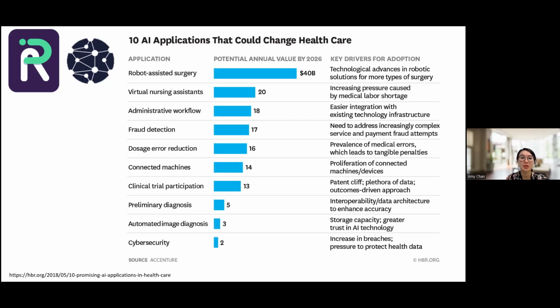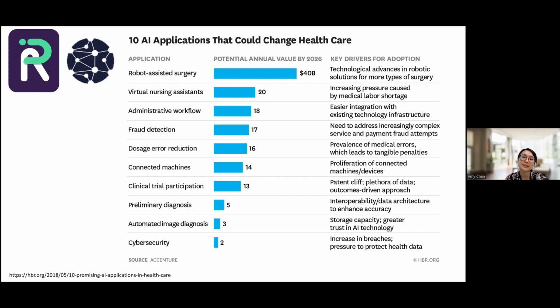And we'll see it's not just around, with AI, people think of robots. So indeed, robot-assisted surgery and virtual nursing assistants are top in terms of cost savings. But in terms of applications of health, it's really around freeing up clinician time to focus on the things that are most important for clinical care, and removing some of those back-end processes or making it more efficient. So administrative workflow, helping with dosing, helping with clinical trial participation, helping automate some of the early diagnoses. Those are all other areas where you could have AI applied to healthcare.